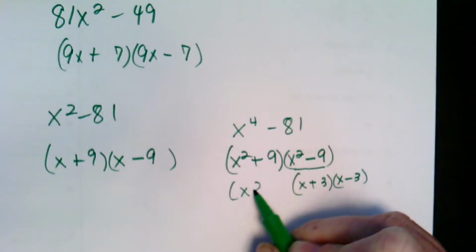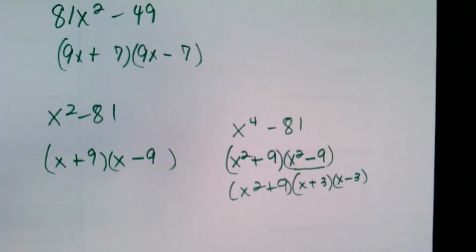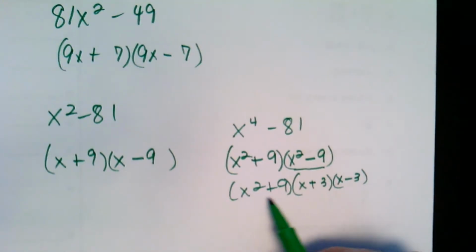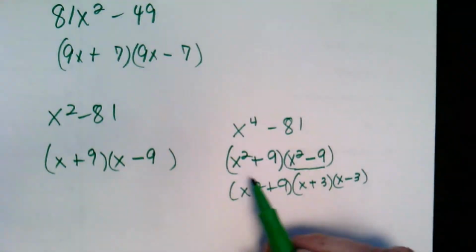And then we also have this. Now there is no such thing as the sum of squares, so this cannot be factored any further than what you see. So this is our final answer.